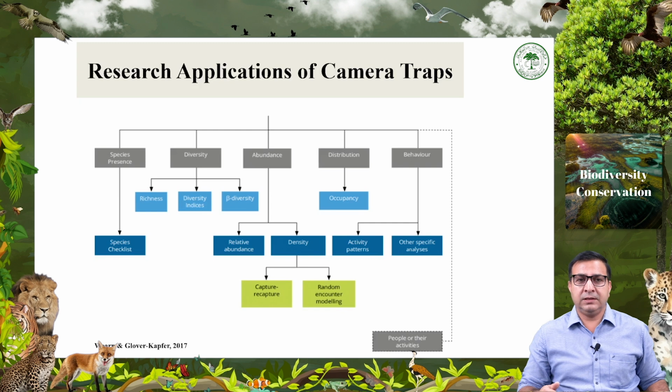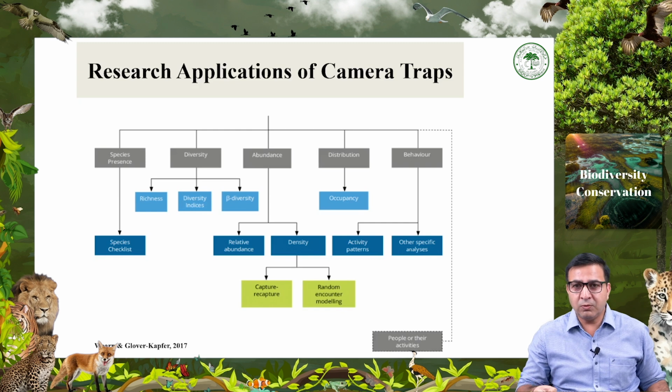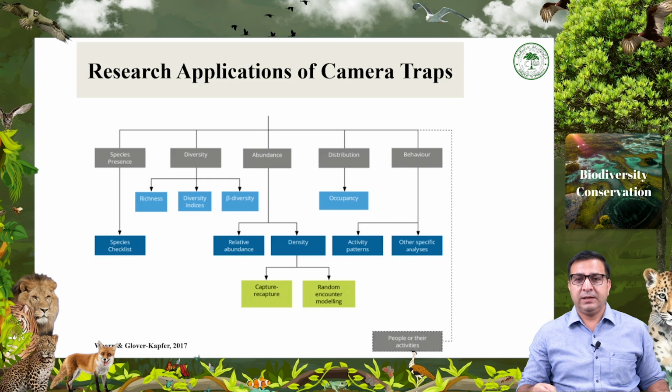This is a flowchart that highlights the various research applications supported by camera trap studies. First, we can create a species checklist to identify what is present in a given area. That is a major success of camera traps: we can explore species that are unable to be explored by other traditional means. We can even discover a new species by means of camera traps.